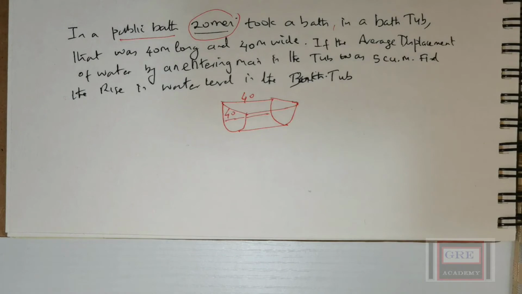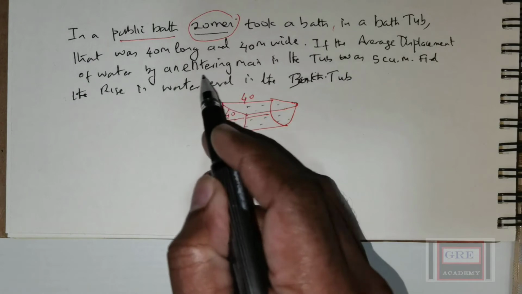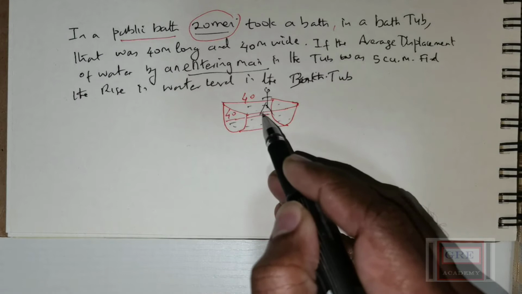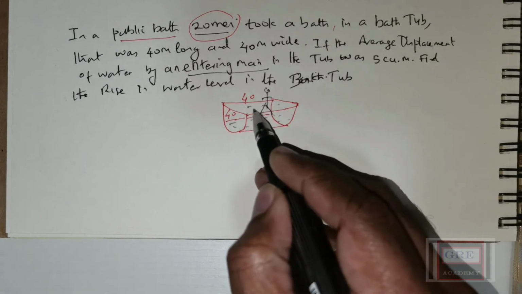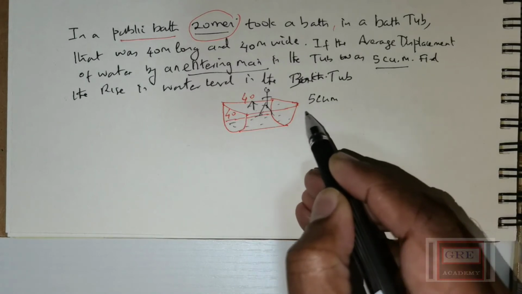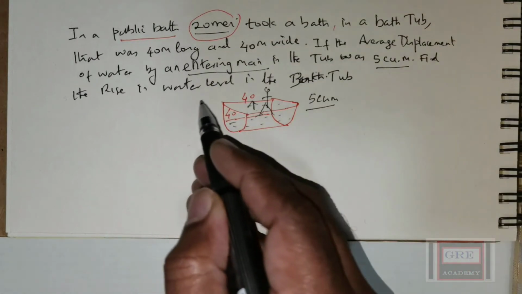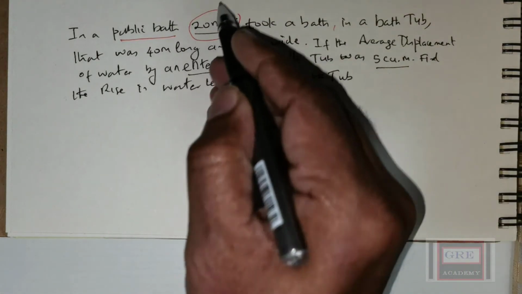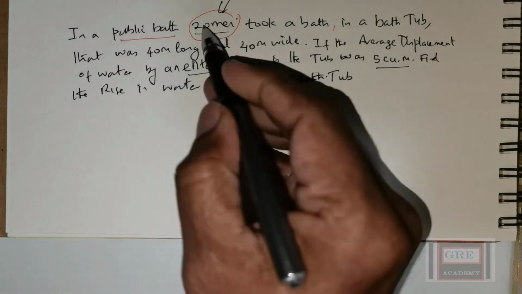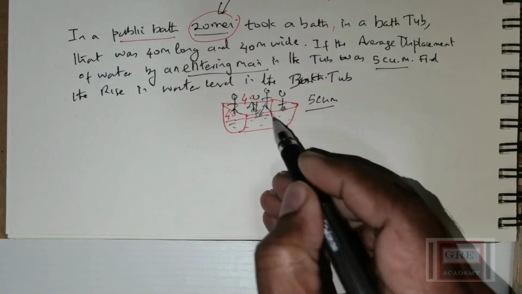And the displacement of water by an entering man in the tub. So a man jumps into the tub. When he jumps into the tub, water naturally rises, right? So that is given as 5 cubic meters, that rise. So we are expected to find the rise in water by all of these 20 men. Find the rise in water level in the bathtub if all these 20 men were to be inside the tub. Okay, that is the question.